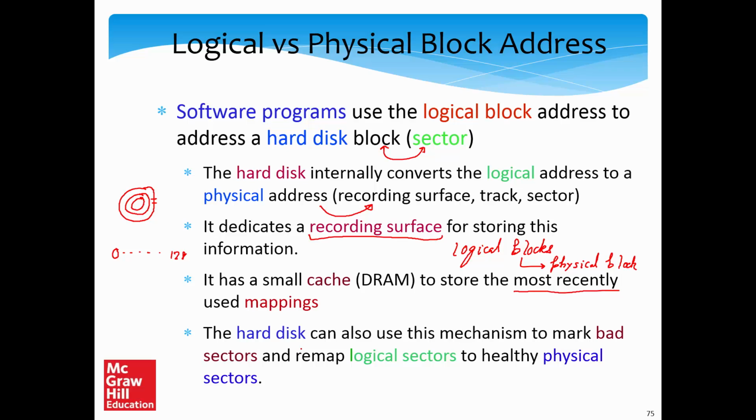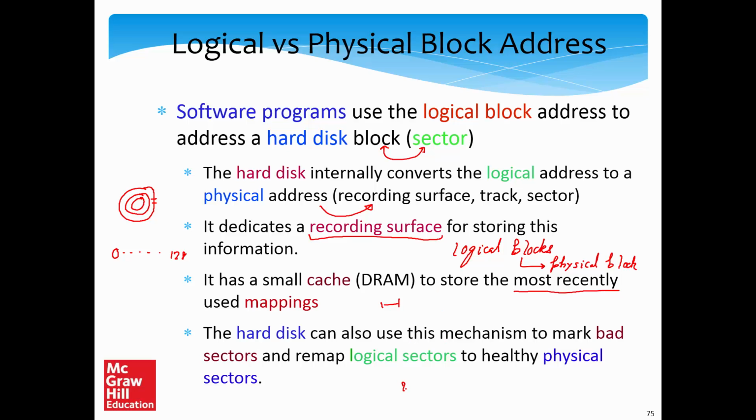What the hard disk can further do is, let's assume a sector gets damaged permanently, right? Because of some reasons, the magnets lose their magnetism. In that case, we can use this recording surface, which we have dedicated to saving information about the disk, to also have the data for all the bad sectors, at least record which sectors are bad. And once we have a bad sector, we can remove its mapping and remap logical sectors to other healthy physical sectors.